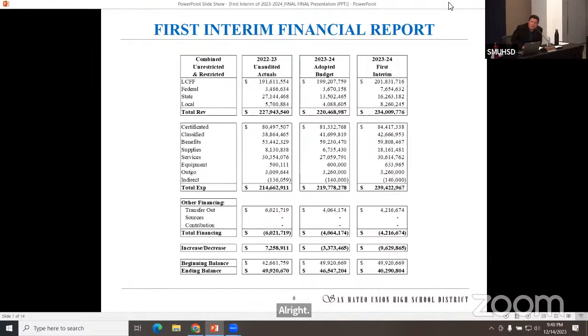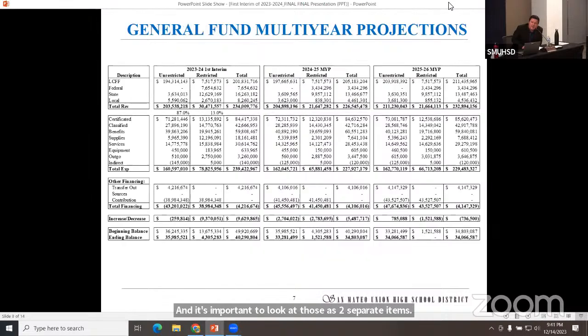These are the unaudited actuals from last year, the adopted budget and first interim. I'm going to jump pretty quickly on there because this is combined unrestricted and restricted. And given the amount of restricted money that we've had, that kind of dominates. And it's important to look at those as two separate items. So with that, I will flip it to the next page where we've broken out unrestricted and restricted.